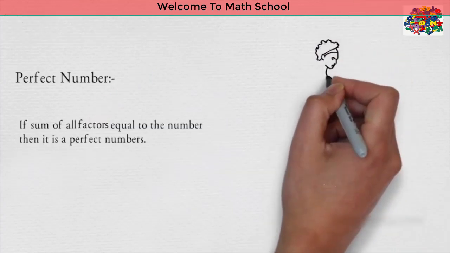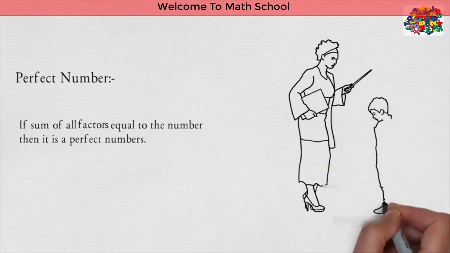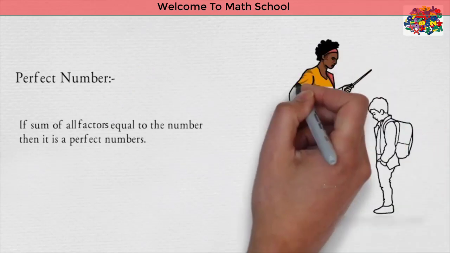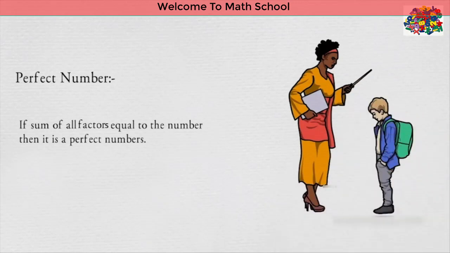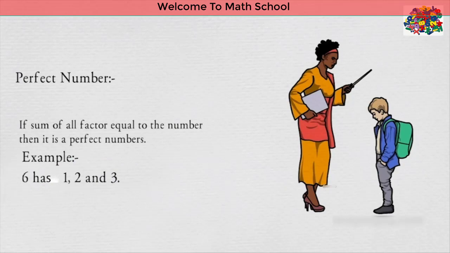Now perfect numbers. If the sum of all the factors equals the number, then the number itself is a perfect number. So if you take the factors of a number and add all the factors except the number itself, the sum should be equal to that number, and that number will be called a perfect number. An example of a perfect number is 6. So we will say 6 is a perfect number.